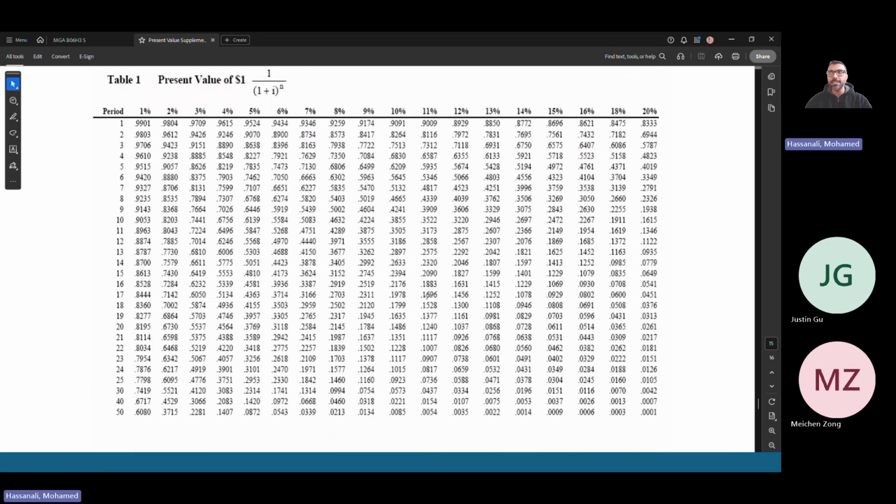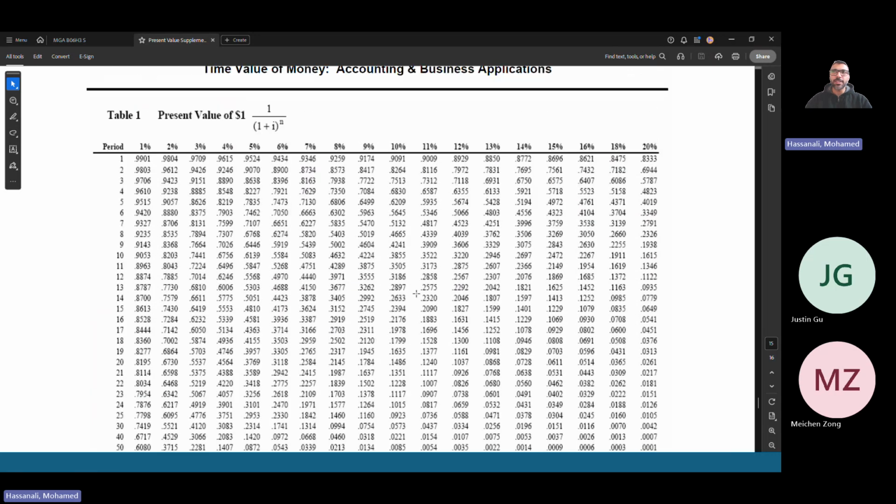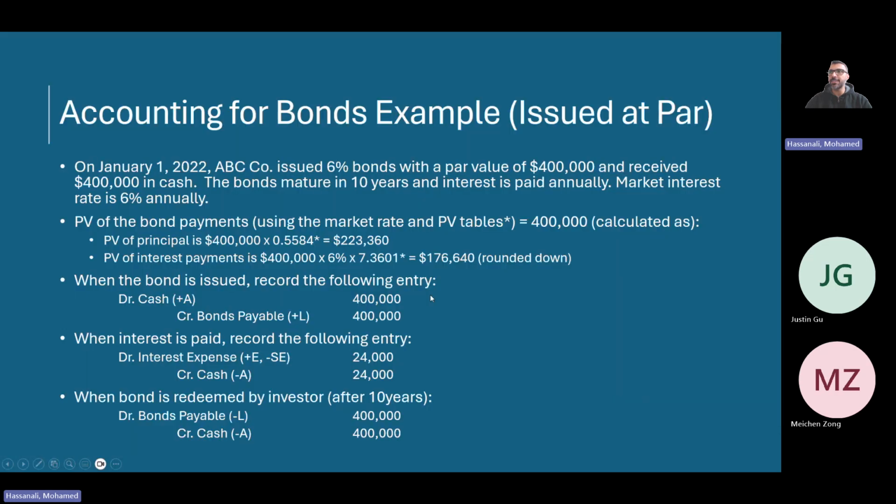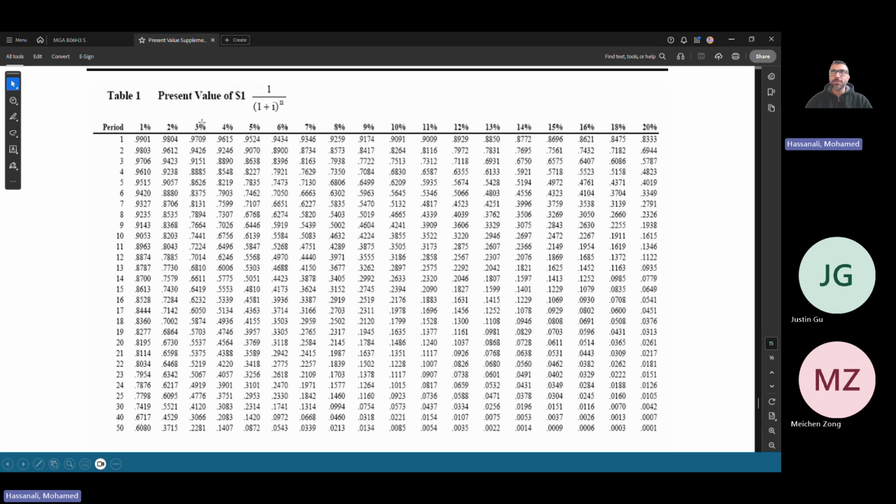Now, when do you use these tables? When you're calculating the present value of the principal, which was the first thing in our slides. Remember, we're calculating present value of principal and present value of interest payments. Principal is a single payment. Interest payments are usually recurring, or what's called an annuity. So when you're dealing with the present value of the principal, you go to the first table, which says present value of $1.